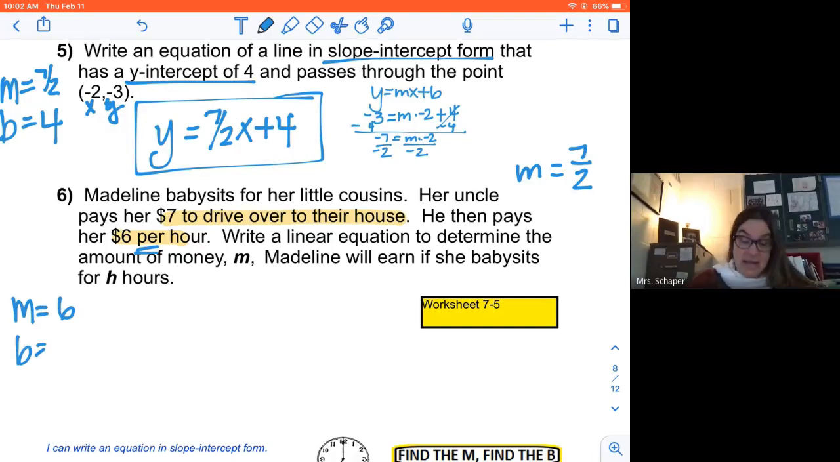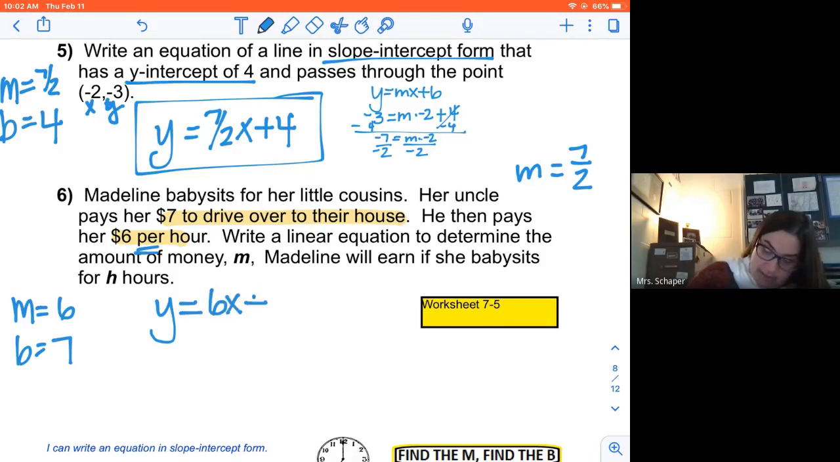Well, Madeline is going to get $7 just to drive to her house. So that's my starting amount. So we've got y equals 6x plus 7. I always put my m in for slope and my 7 in for y.